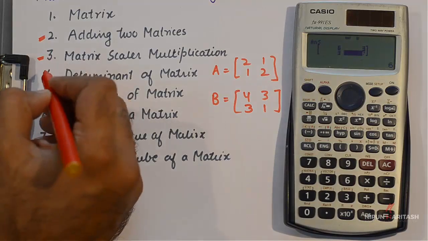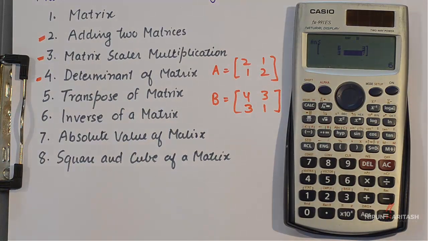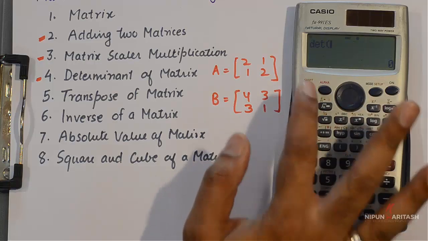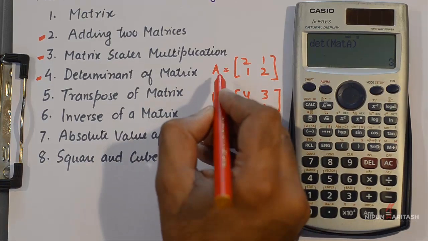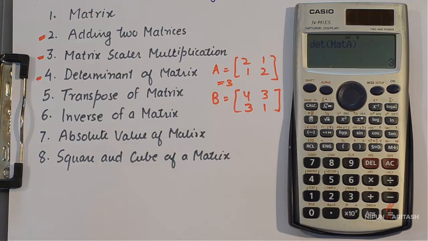Next we'll find the determinant of a matrix. For that, clear the screen, go back to matrix options, select option number 7. Then go back to matrix options, select the matrix for which you want to find the determinant, let me find the determinant of matrix A and then equal. The determinant of matrix A is 3. So I can write down the determinant to be 3.